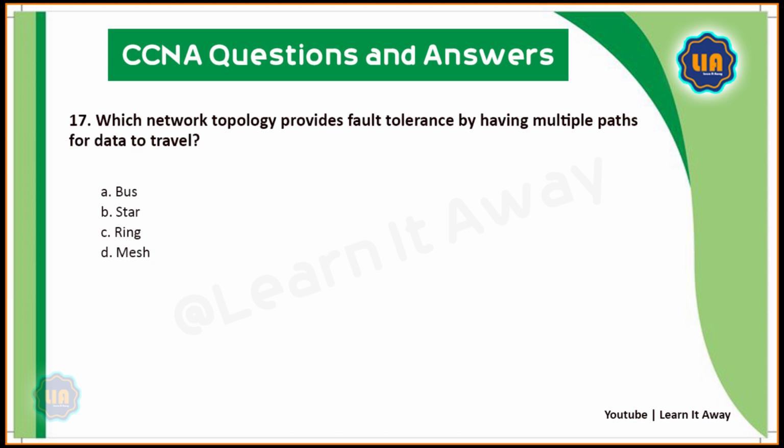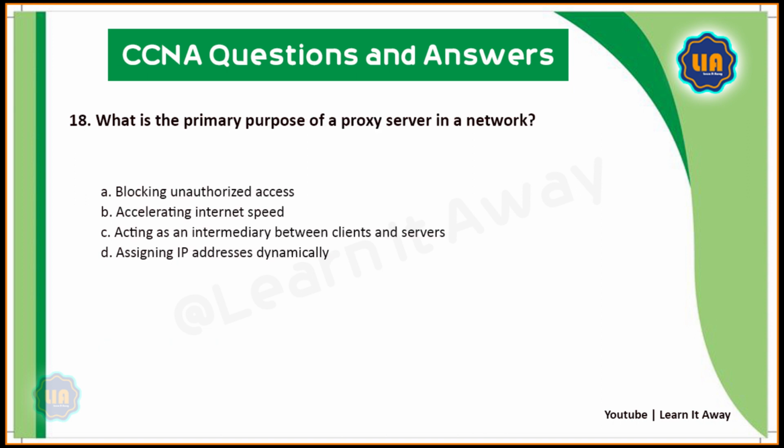17. Which network topology provides fault tolerance by having multiple paths for data to travel? A. Bus. B. Star. C. Ring. D. Mesh. Answer: D. Mesh. 18. What is the primary purpose of a proxy server in a network?